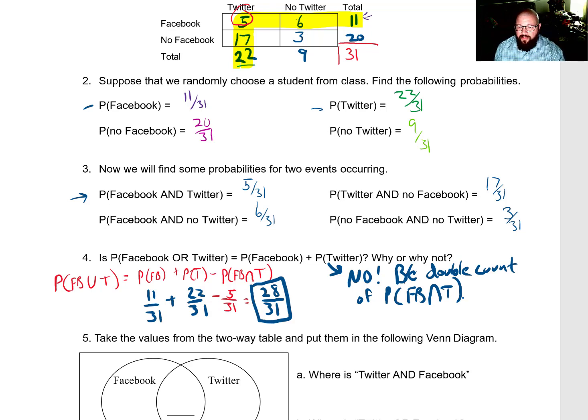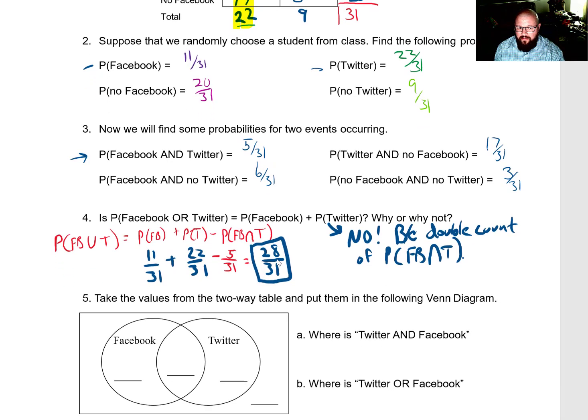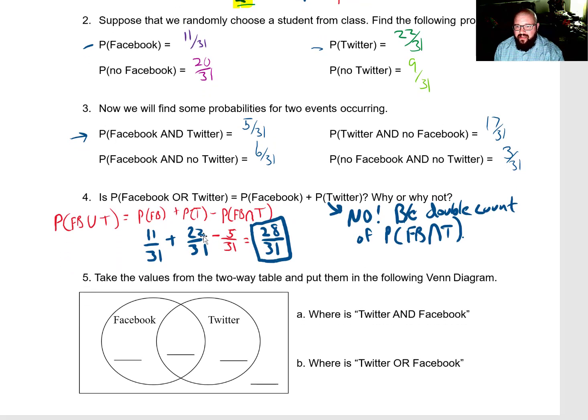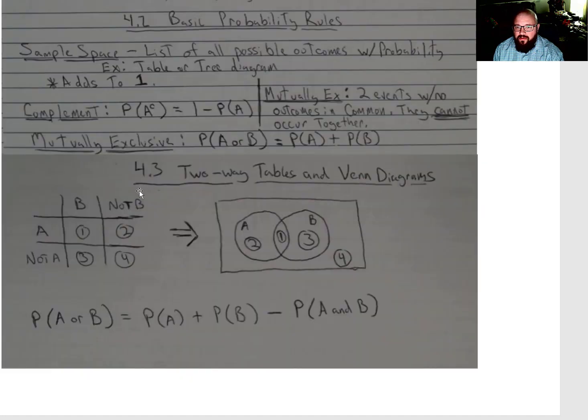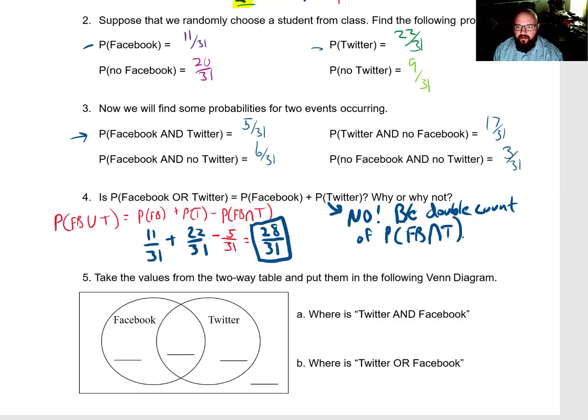So now let's see about putting this in a two-way table down here, getting this all squared away. So take the values from the two-way table and put them in the Venn diagram, okay? As we saw in our big ideas, let's go back to the big ideas and look at this. We should be able to put 1, 2, 3, 4 if we have A and B, not A and not B, and it should play out just like this. It should make perfect sense. Well, let's see. Sometimes it confuses people, even myself.